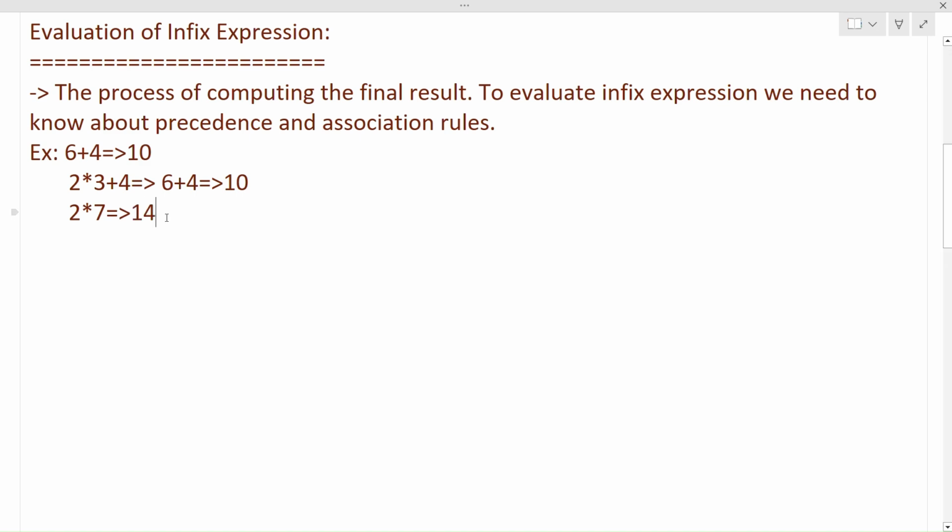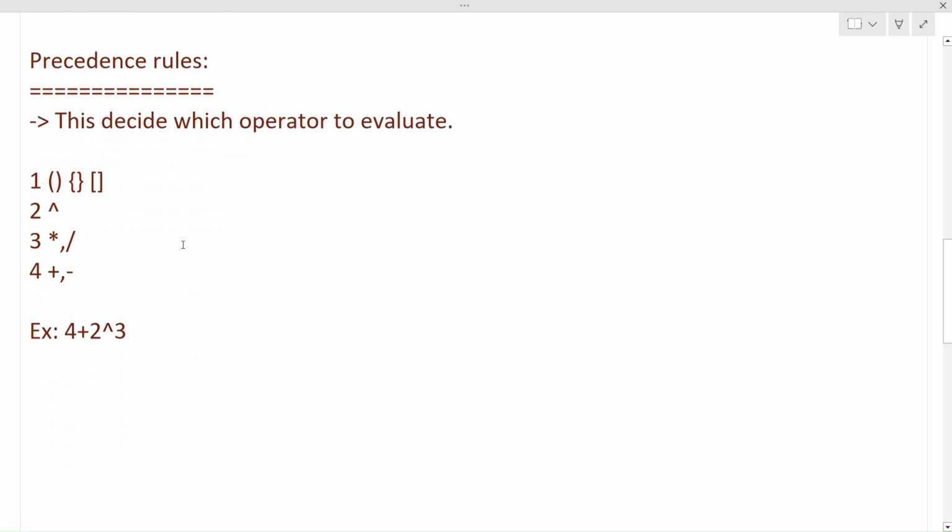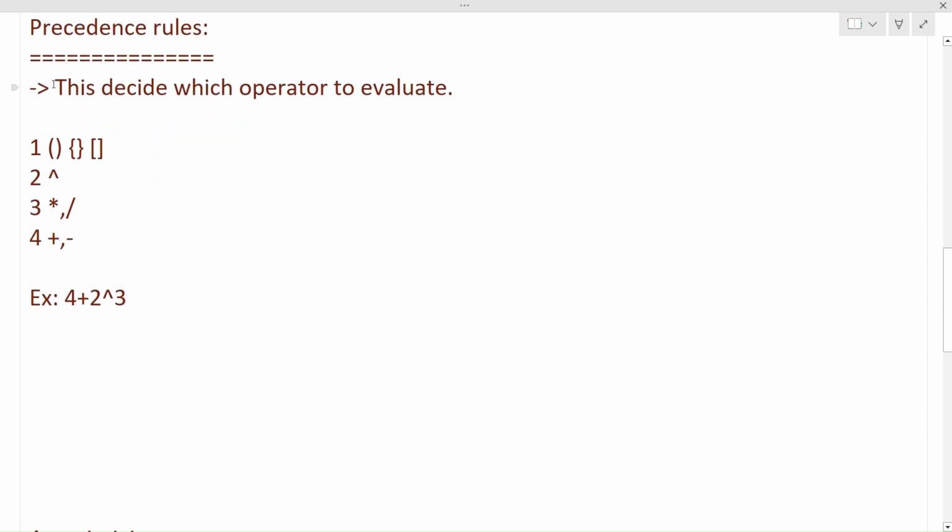Here we got two solutions, but for any problem, if we solve an expression we should get only one solution. Here we are getting two kinds of solutions. Now we need to know which is the correct solution. To solve this perfectly, we need to know the precedence rules. Now let's see what the precedence rules are. Precedence rules decide which operator to evaluate first.